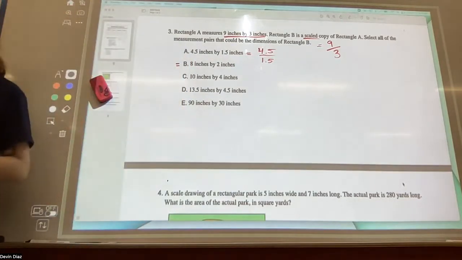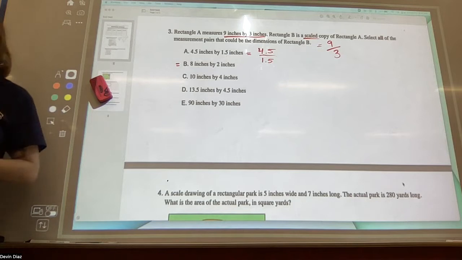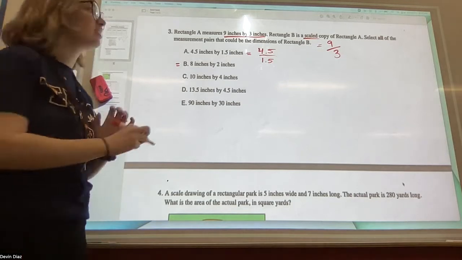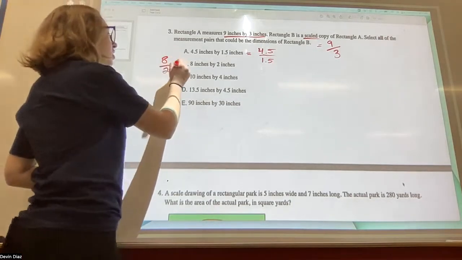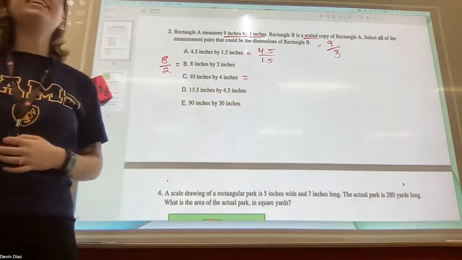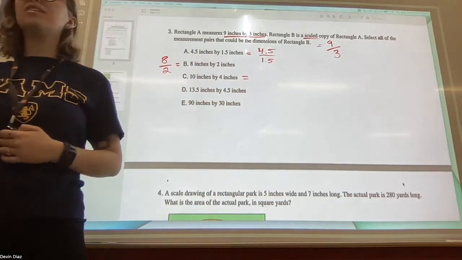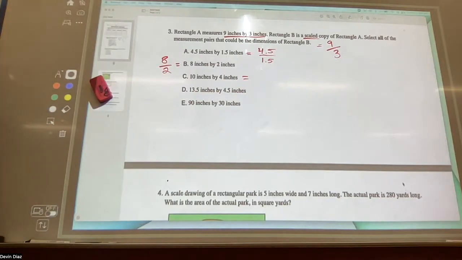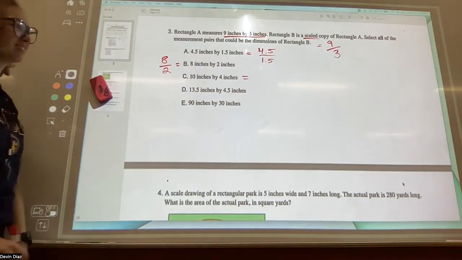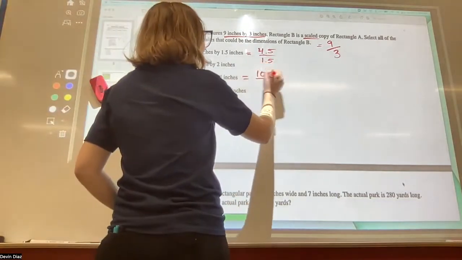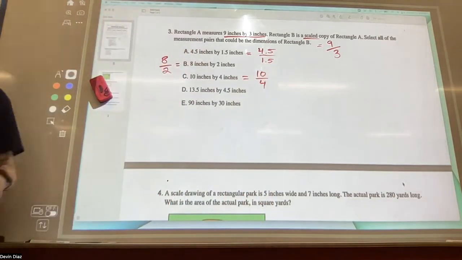Who can tell me how I would write B? I want to get some new hands. Yes. 8/2. How would I write C? 10/4. How would I write D?